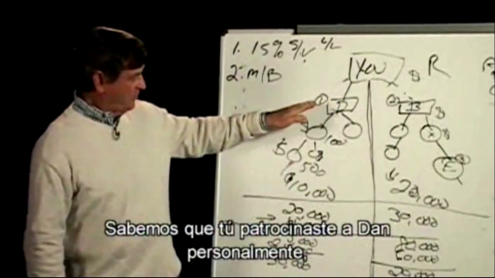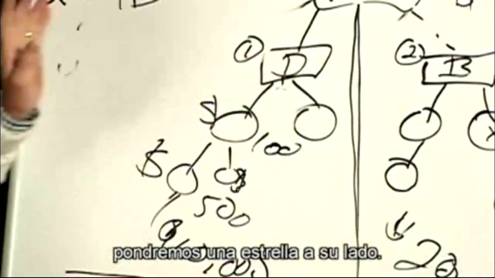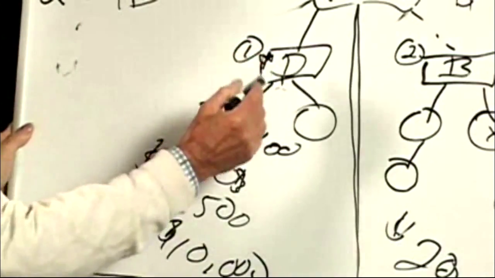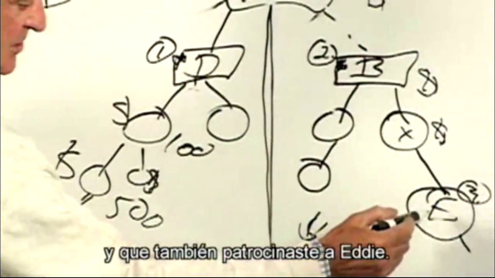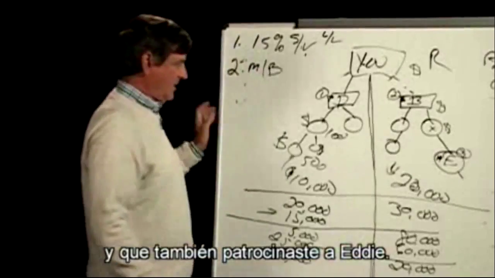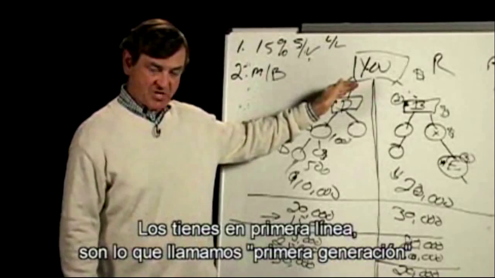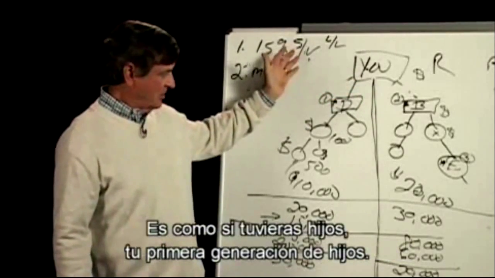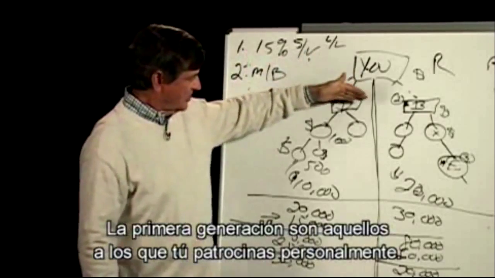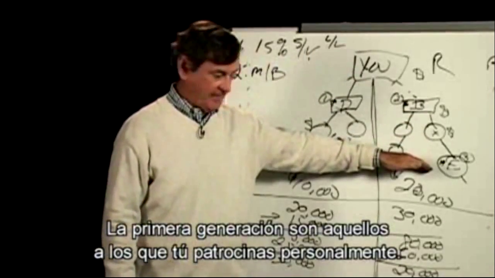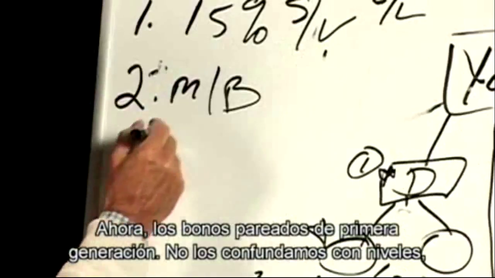Okay, we know that you personally sponsored Dan, right? That was your personal. We'll put a little star here. We know that you personally sponsored Betty, and we know that you personally sponsored Eddie. So you have on your front line, so to speak, what we call first generation. And it's just like you having children. Your first generation are your children. Well, first generation are those that you personally sponsored. So first generation in matching bonuses.